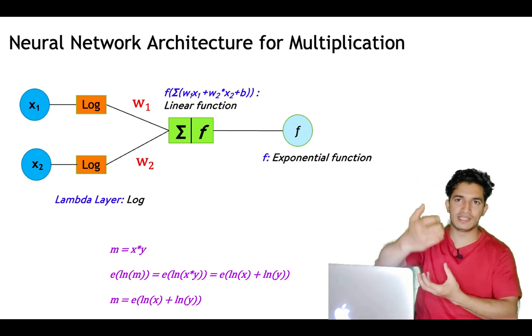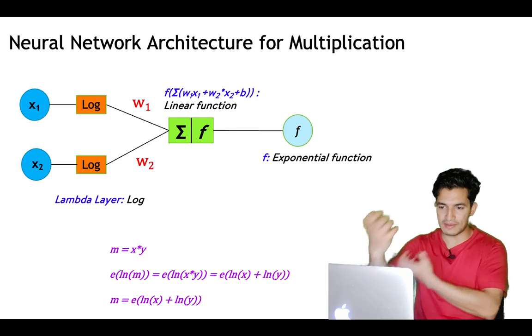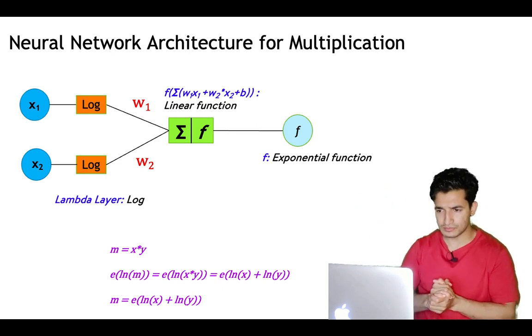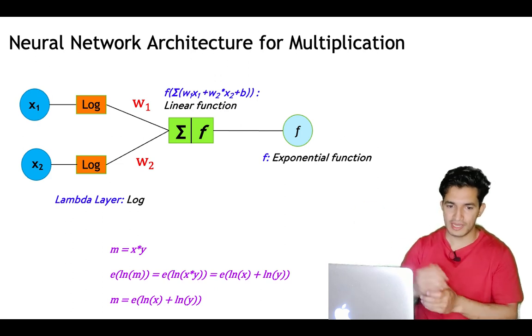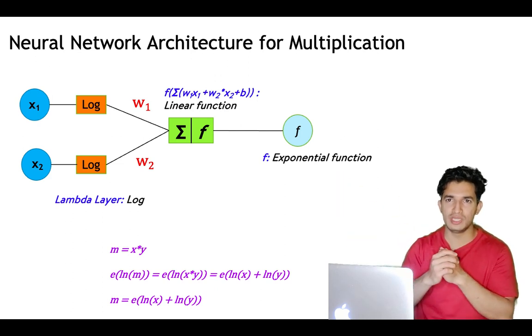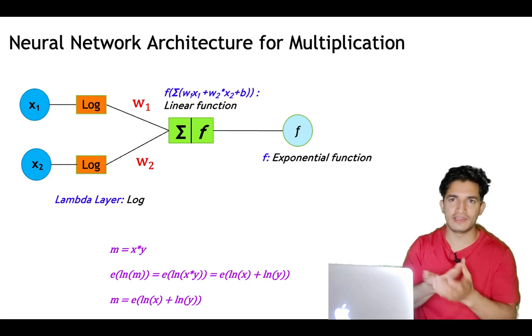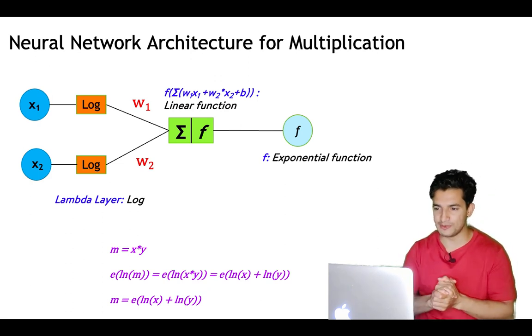So basically we take the input, pass it through a log lambda layer which will take the log, and then the problem turns into an addition problem, and the final output has to be passed through an exponential activation function instead of a linear activation function, and we will have the multiplication.